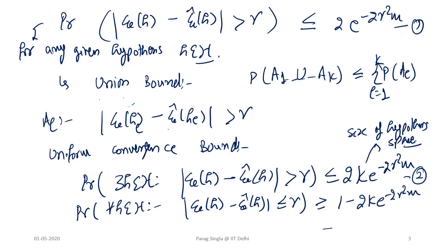This probability has to be more than 1 minus 2k e to the minus 2 gamma square m, right? So these two are sort of equivalent. These two are equivalent, if you will. Okay, let's proceed further.